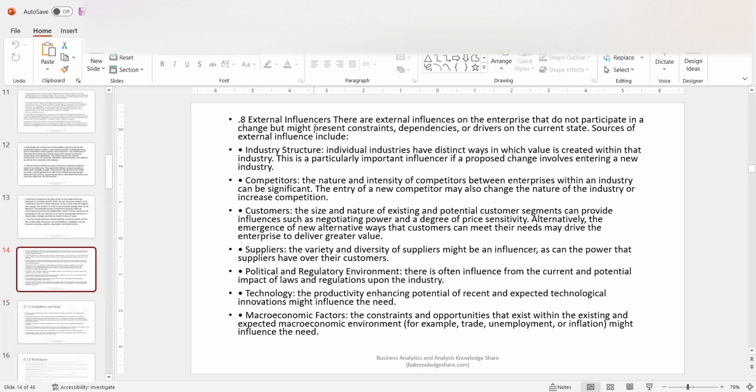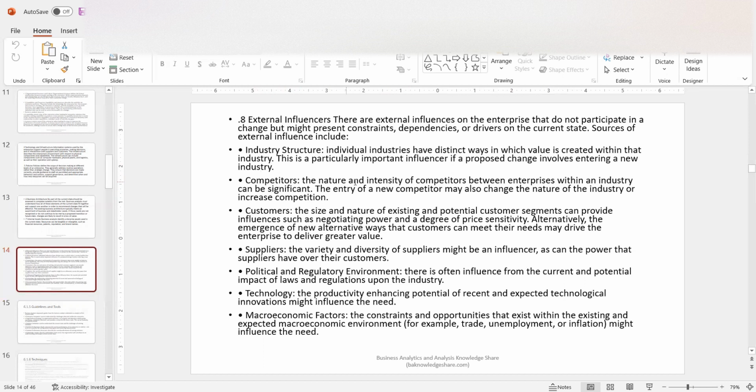The eighth is external influencers. There are external influences on the enterprise that do not participate in a change but might present constraints, dependencies, or drivers on the current state. You can have industry structure. Individual industries have distinct ways in which value is created within that industry. This is a particularly important influencer if a proposed change involves entering a new industry.